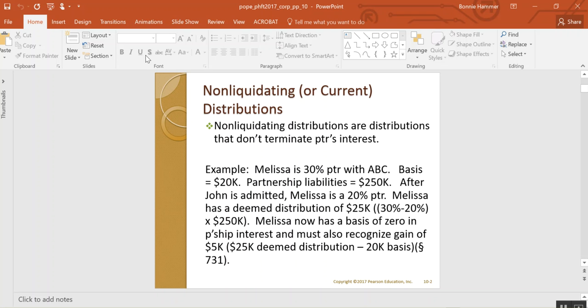So if I was to say $20,000 basis minus the $25,000 distribution, I would have a -5. And that -5 represents the gain that she's going to have to pick up under section 731. And that gain would increase her basis by $5,000, because that's the gain. So if you took the -5 and added 5 to it, voila, you've got a 0 basis. You're welcome to think of it like that if it helps you with the pluses and minuses, and it might.